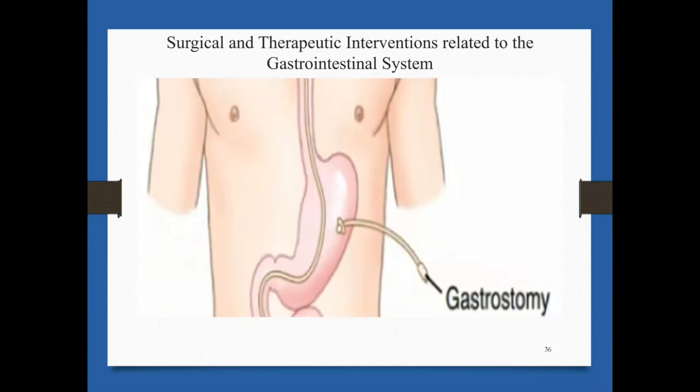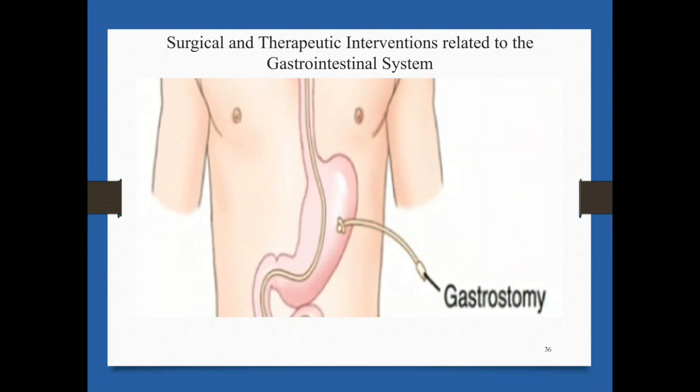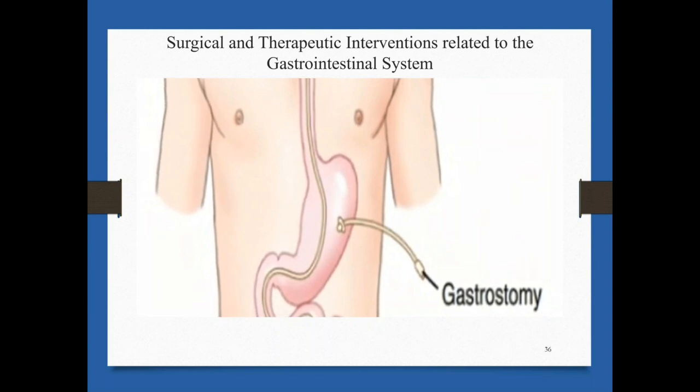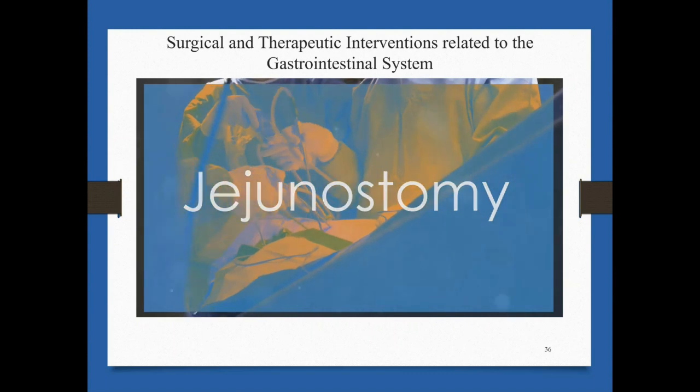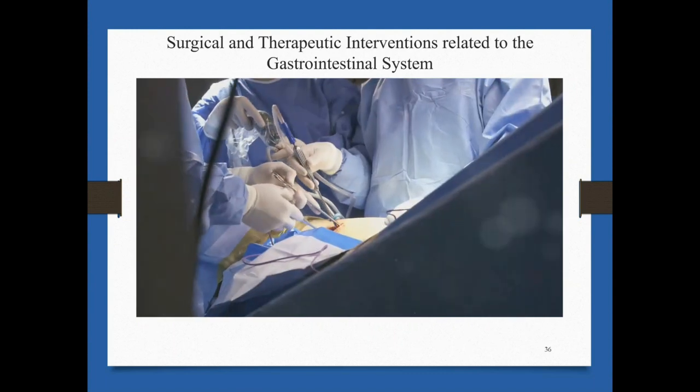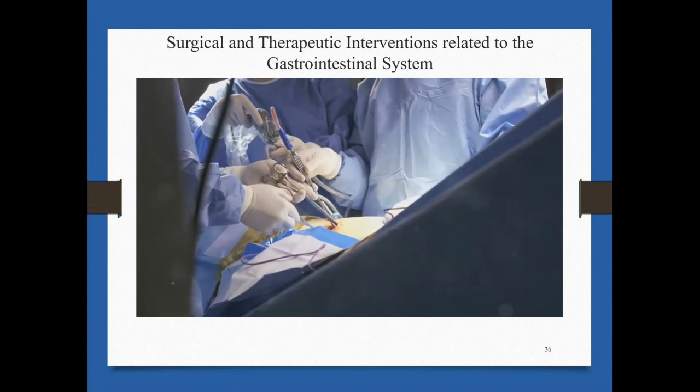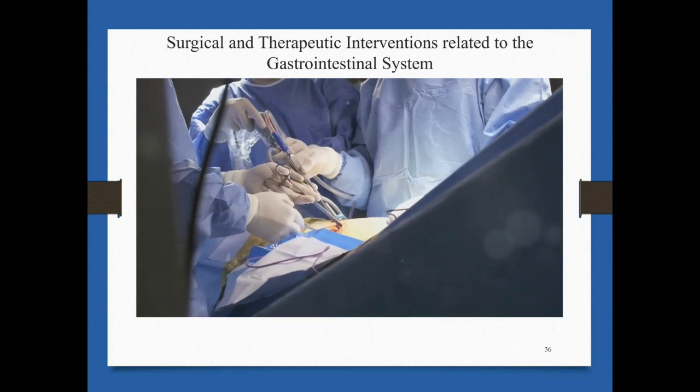Gastrostomy, a surgical procedure to create an opening into the stomach. A tube is placed through the abdomen directly into the stomach for feeding. Jejunostomy, a surgical procedure to create an opening into the jejunum. It involves placing a tube through the abdomen into the jejunum for feeding.